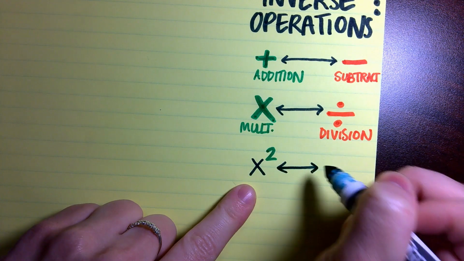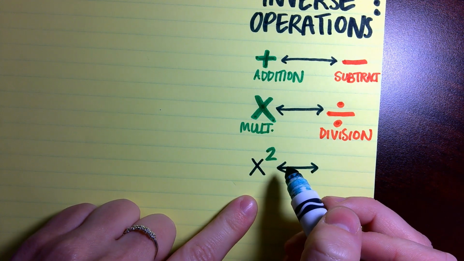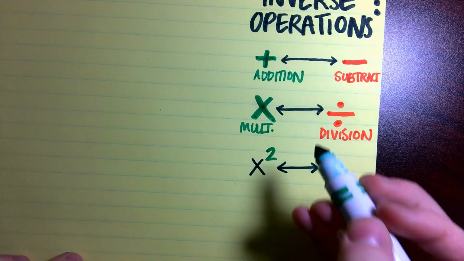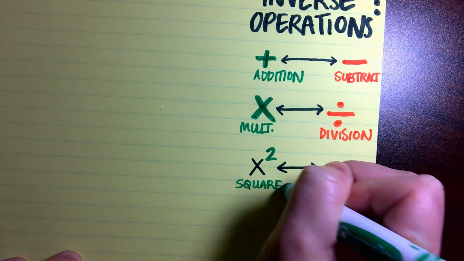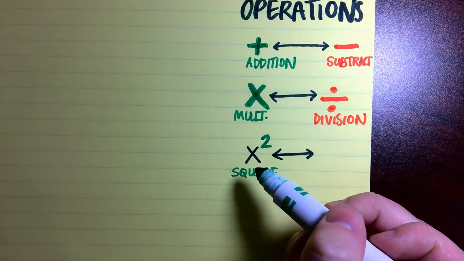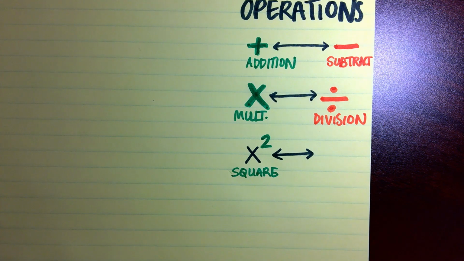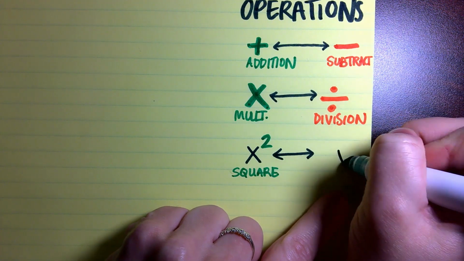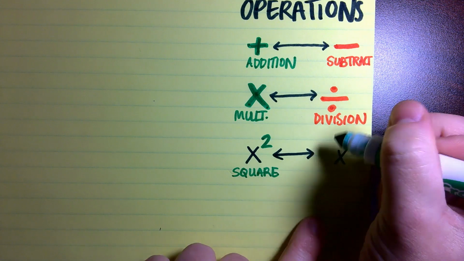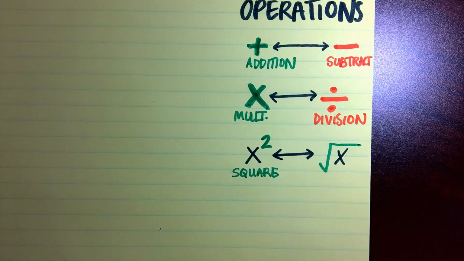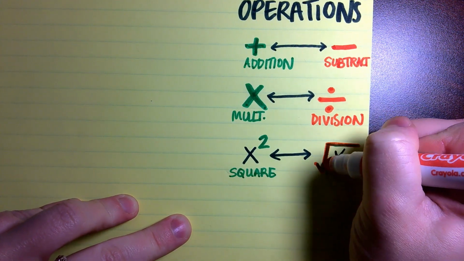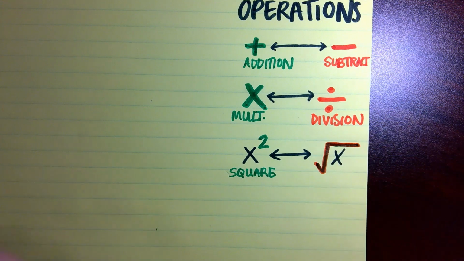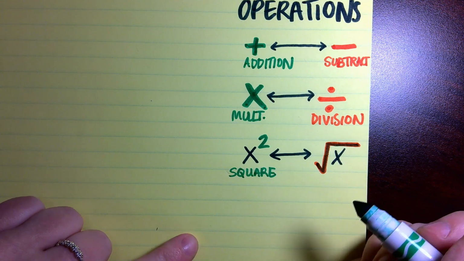So whenever you take something, a number, to the second power, this is called squaring it. So this would be read as x squared. To do the opposite of that, we do this. It's not pi. What is it called? Square root. Square root of? That's the square root of x.